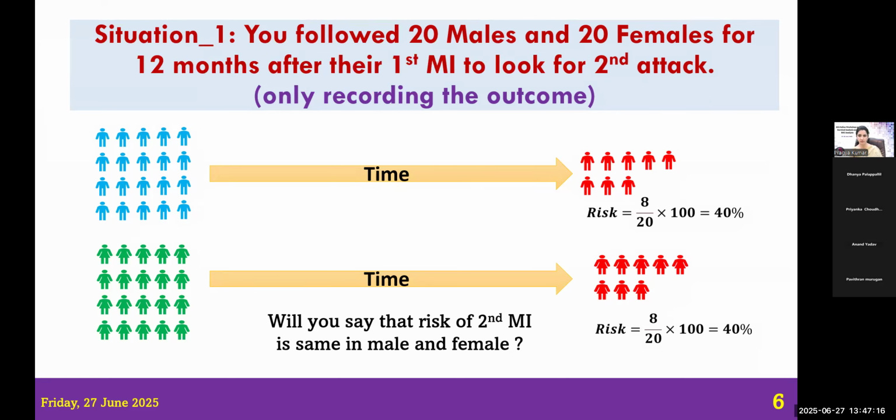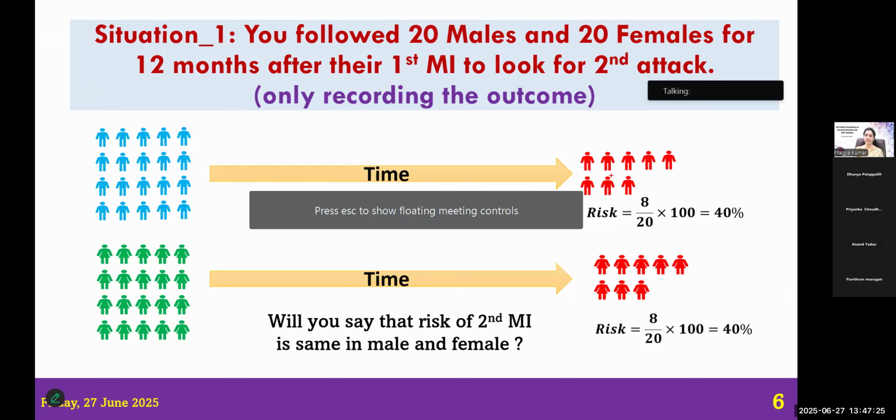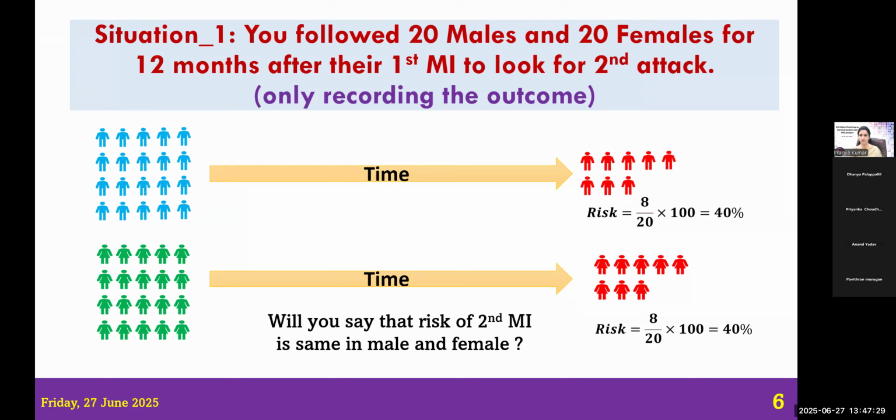Just a second. Let me read this. So you can see here that these 8 people, they are followed up for some time, and ultimately at the end of this follow-up time, the 8 out of 20 developed the first MI, that is the myocardial infarction.